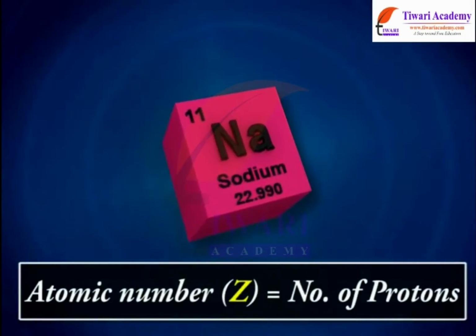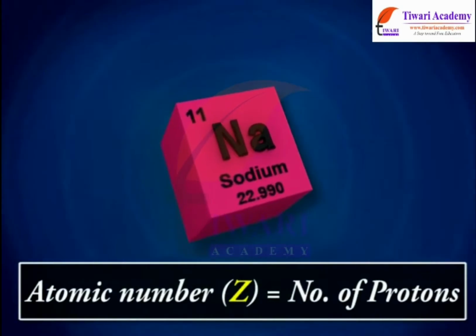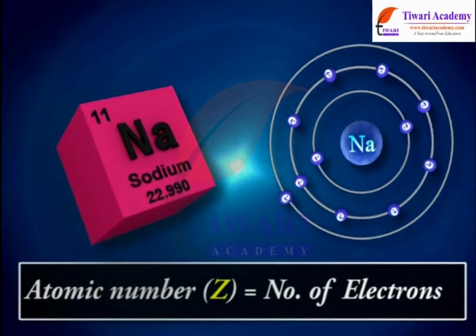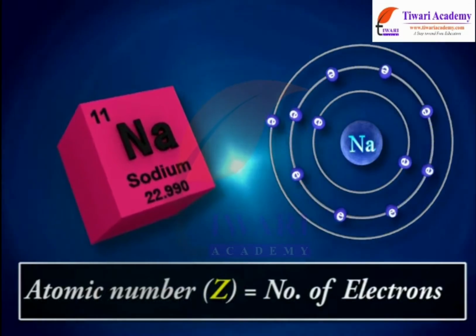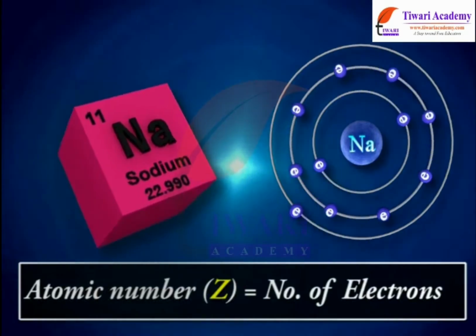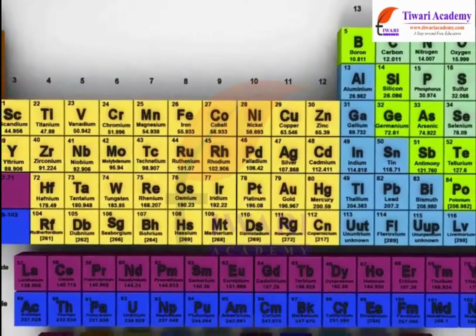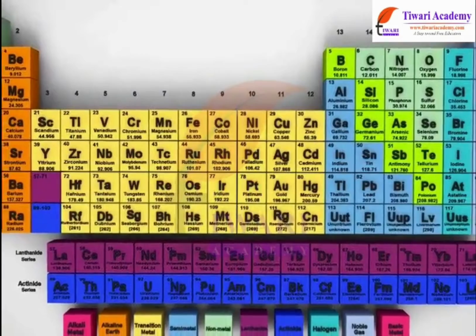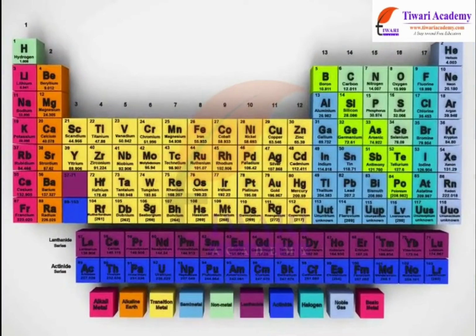Atomic number Z of an element is the number of protons in the nucleus of its atom. The number of electrons in the neutral atom is also equal to its atomic number. This discovery changed the whole perspective about elements and their properties to such an extent that a need was felt to change the periodic law also.